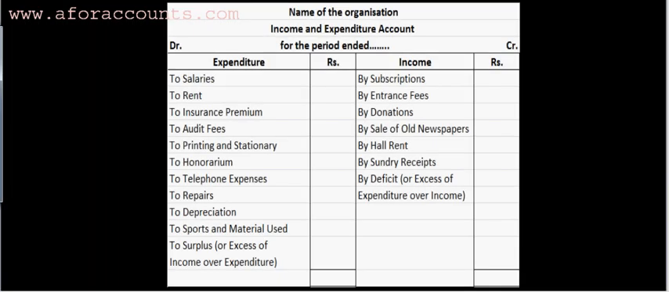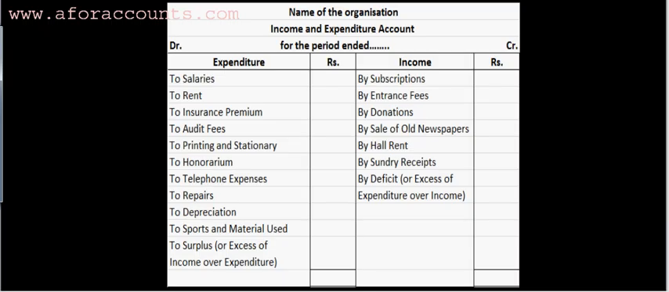Let's start with the topic accounting for not-for-profit organizations. The main motive of these organizations is not to earn profit, but if profit comes its way, it's okay. The primary motive is not to earn profit. For example, schools, clubs, and hospitals are not-for-profit organizations.